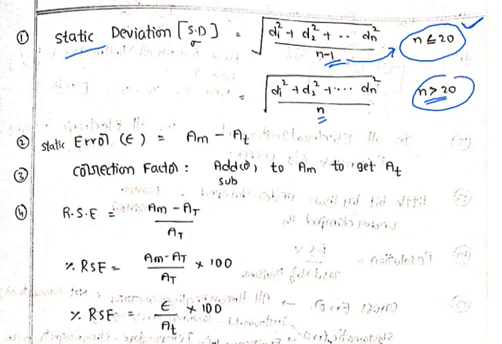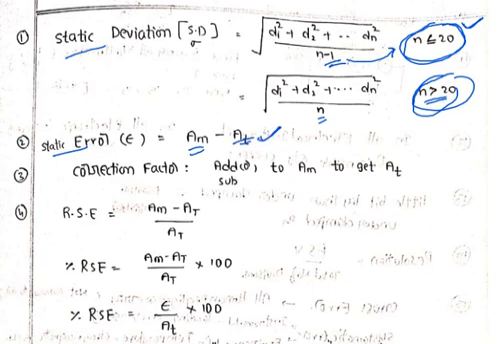And you can remember it like this: in less than or equal to, there is a minus symbol, no? It will come here. Static deviation formula, again: root over (d1 square plus d2 square plus so on dn square) by n minus 1 for n less than or equal to 20, and root over (d1 square plus d2 square plus so on dn square) by n for n greater than 20. Very important formulas. And second one, static error formula is measured value minus true value.